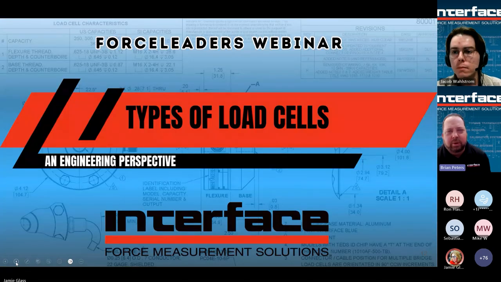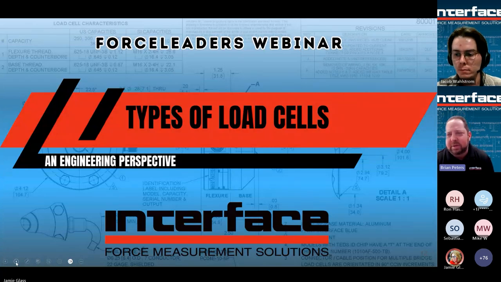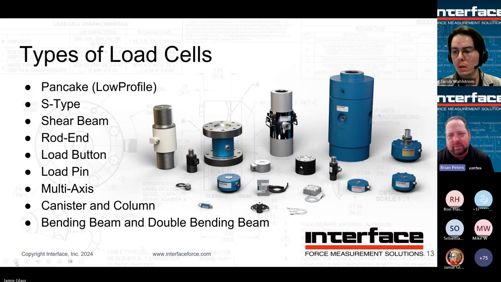All right. So real quick, we're going to cover just general types of load cells. They come in a lot of different form factors, package sizes. There's different application or design parameters that are going to be driving these different shapes and sizes, but we'll go through just some of the more popular families here, just as general review. So pancake or low profile, Interface makes more of these style load cells than anyone else in the world. It's certainly what we're known for. S-type, a good versatile sensor, shear beam, rod end, load button, load pins, multi-axis, canister columns, and then some bending beam solutions. So next slide.